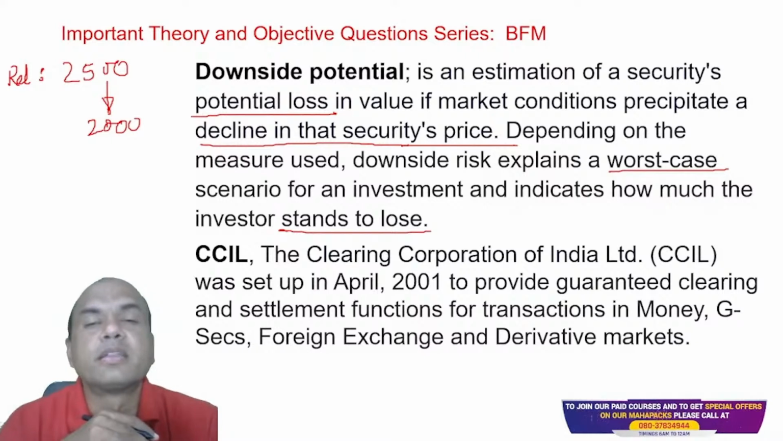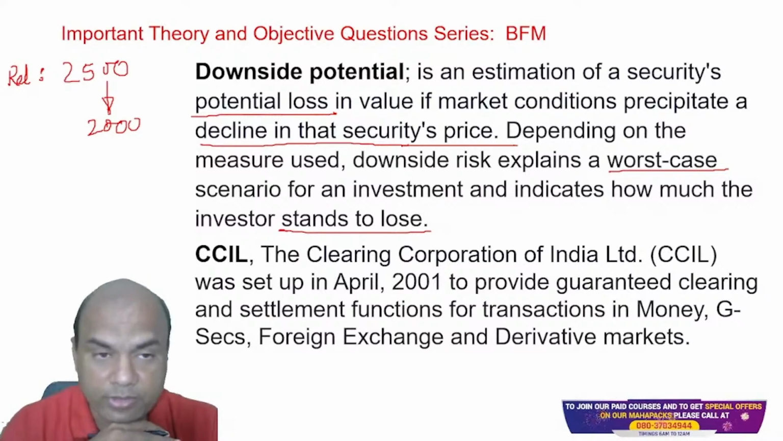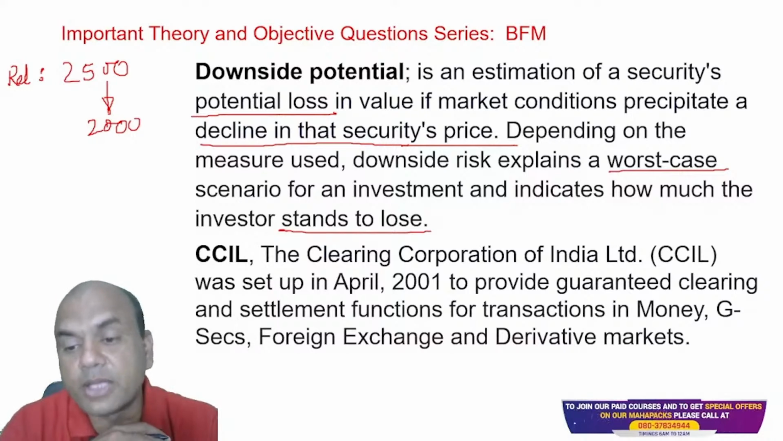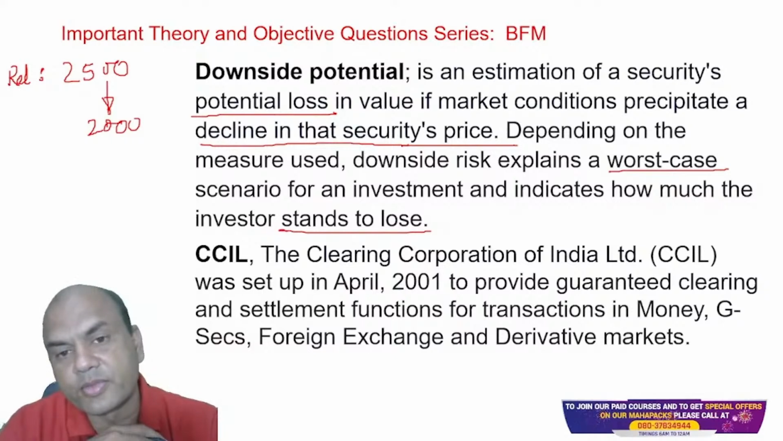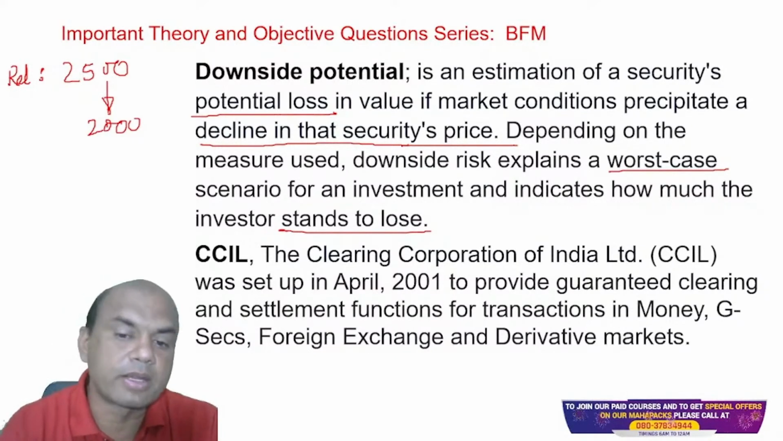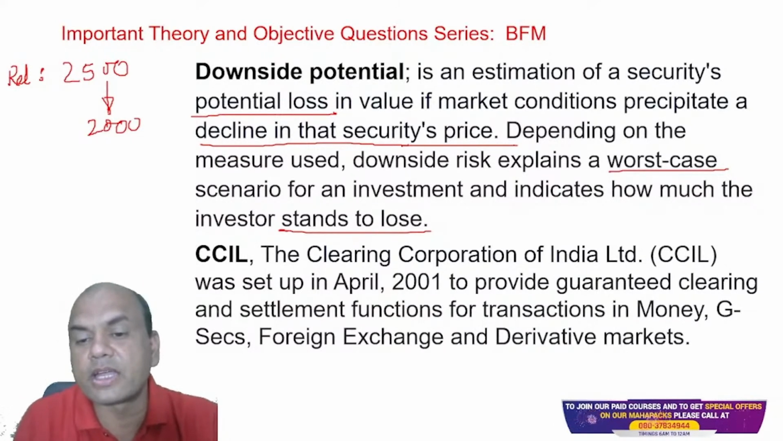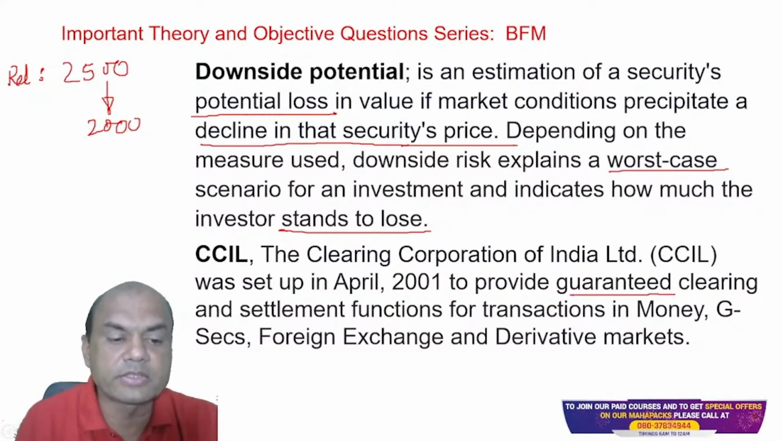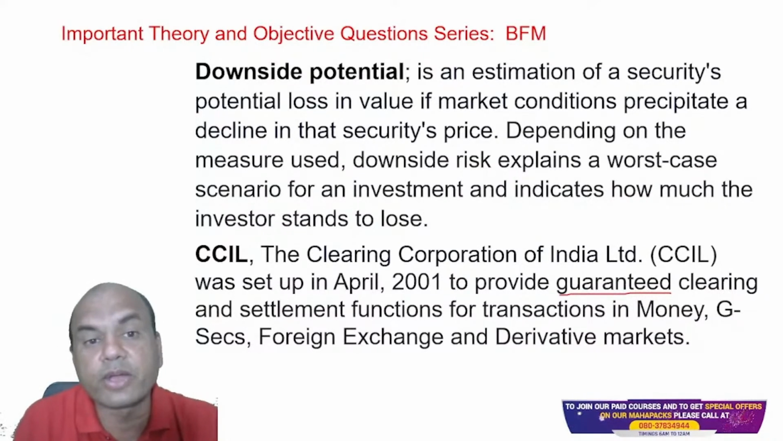Next is CCIL. The Clearing Corporation of India was set up in April 2001 to provide guaranteed clearing and settlement functions for transactions in money, government securities, foreign exchange and derivative markets. Remember, here it's not talking of the stock market. So it provides guaranteed clearing. What do you mean by guaranteed? See this, guaranteed clearing over here means settlement risk is nullified.